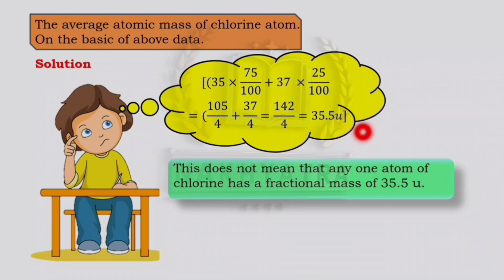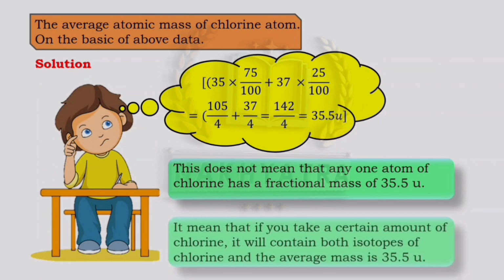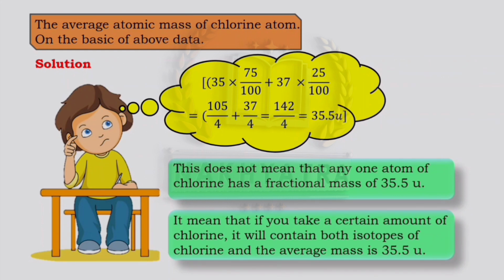This is a fractional mass, and this does not mean that any one atom of chlorine has a fractional mass of 35.5 U. It means that if you take a certain amount of chlorine, it will contain both isotopes and the average mass is 35.5 U.